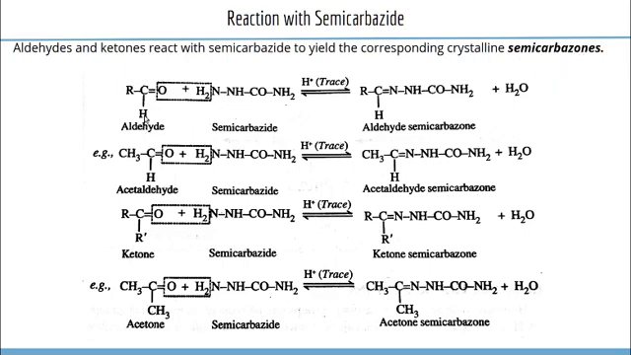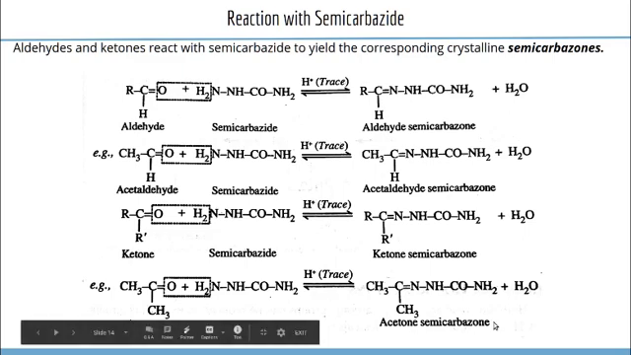So an aldehyde on treating with semicarbazide in the presence of acid, we will get an aldehyde semicarbazone by the condensation reaction between the two molecules with the elimination of water. Here we have the C=N double bond structure. Simple example, acetaldehyde on treating with semicarbazide, we will get acetaldehyde semicarbazone. Then treatment of a ketone with semicarbazide, we will get the corresponding ketone semicarbazone. Example, the simple ketone acetone, on treating with semicarbazide in the presence of acid, we will get acetone semicarbazone.